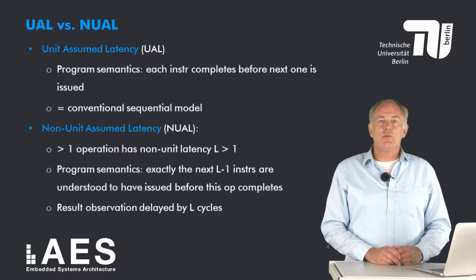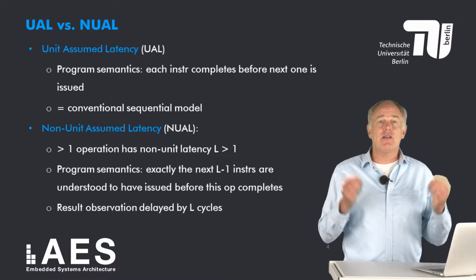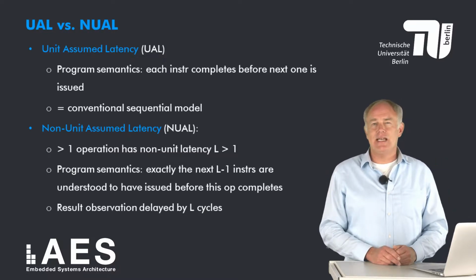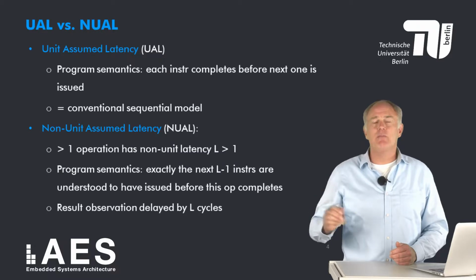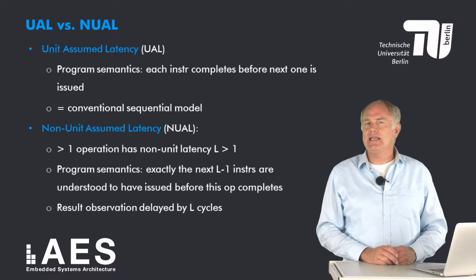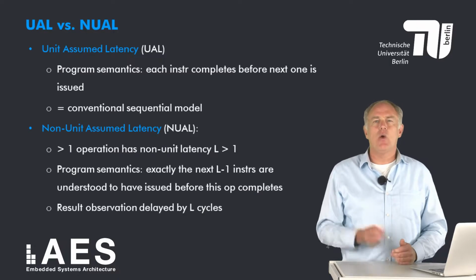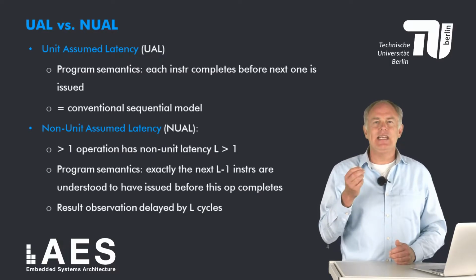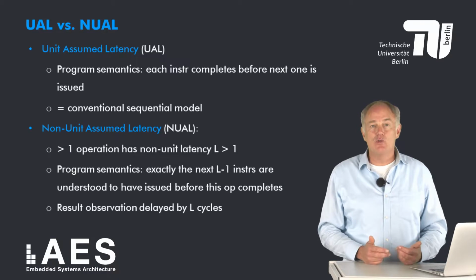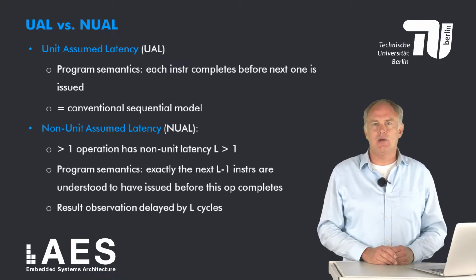The normal execution model is UAL. UAL stands for Unit Assumed Latency. That means that the semantics of a program is that each instruction completes before the next one is issued. Although we do pipelining, it is not visible in the program execution model. Whatever architectural technique we apply, we always make sure that each instruction gets the most recent results. And this is the meaning of the conventional sequential model.